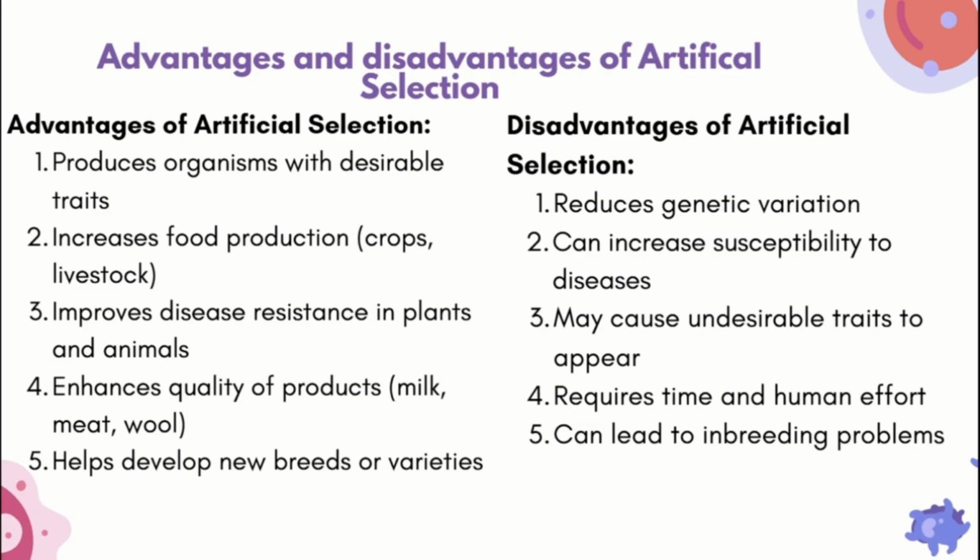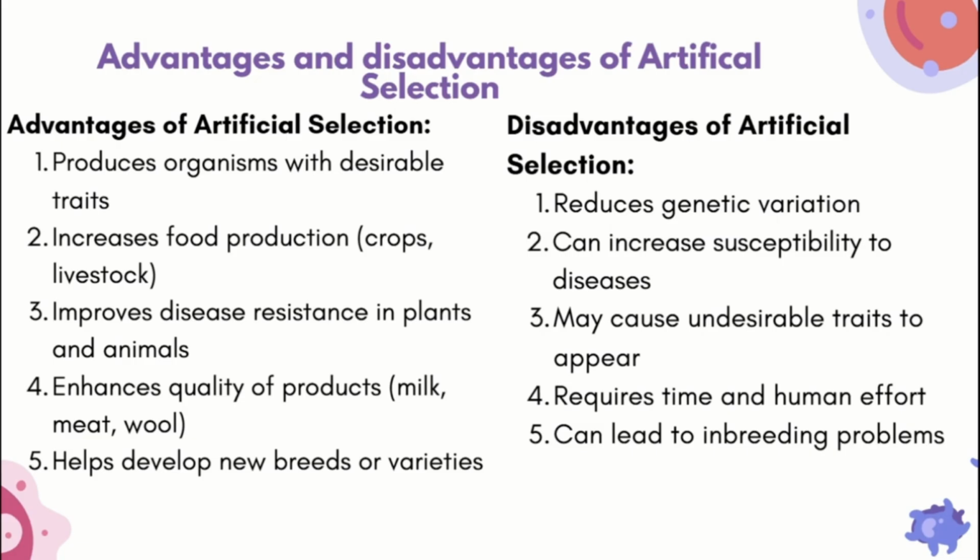This is just comparing artificial selection right here, talking about its advantages and its disadvantages. So basically, one, it produces organisms with desired traits, and we're the ones picking the trait. We say, okay, the cow, we need more milk, so we're the ones putting in the trait that we want. It increases food production. As we said before, if we want more eggs, if we want more milk, artificial selection can help us to get that.